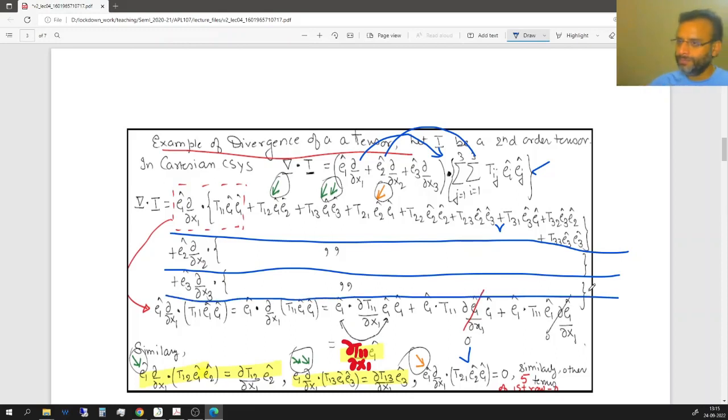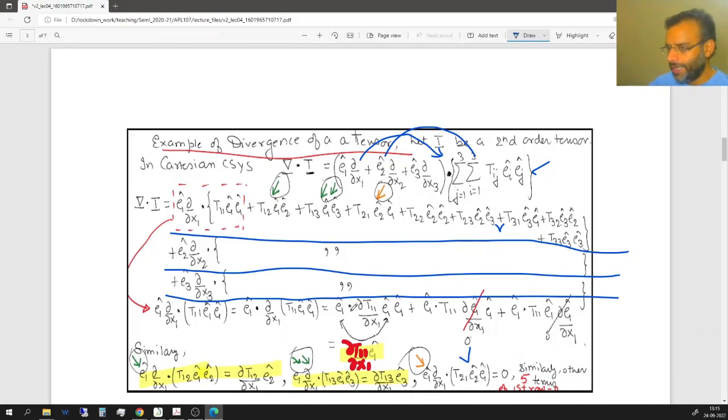Now let's focus our attention on the first dot operation of the first row, and that is E1 del x1 dotting with T11 E1 E1. Right? Now this del x1 operation can be done first, letting the dot operation be done after the del x1 operation has been done on whatever is coming from this tensor.